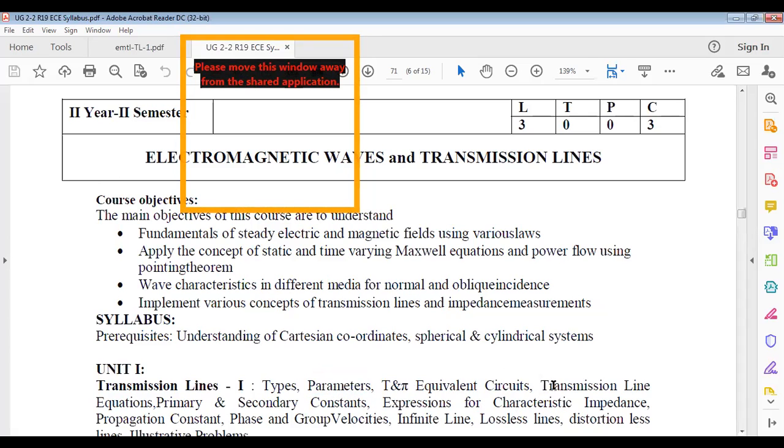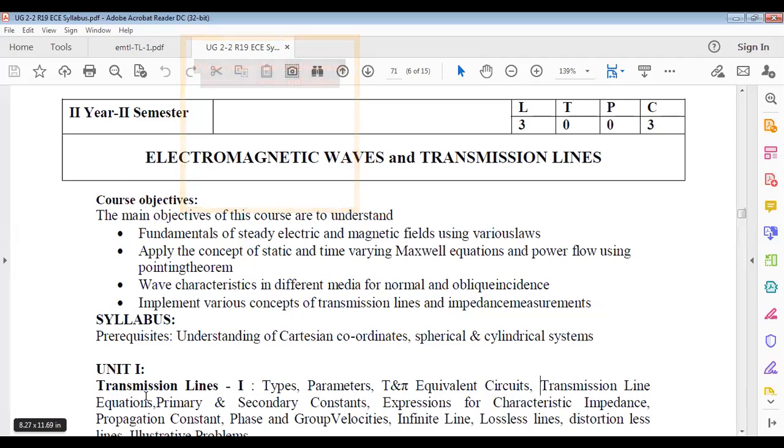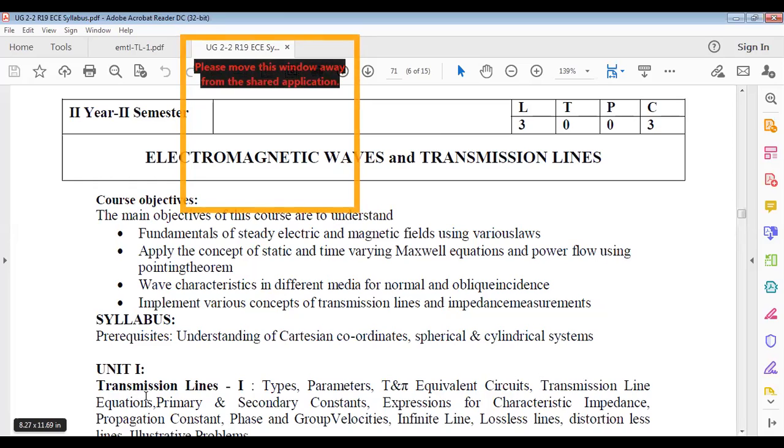It's very easy. And the next topic is the transmission line equations. What are the transmission line equations? Gamma into Vz equal to R plus j omega L into Iz is the first transmission line equation, and the second transmission line equation is gamma into Iz equal to G plus j omega C into Vz, right? Those are the transmission line equations.